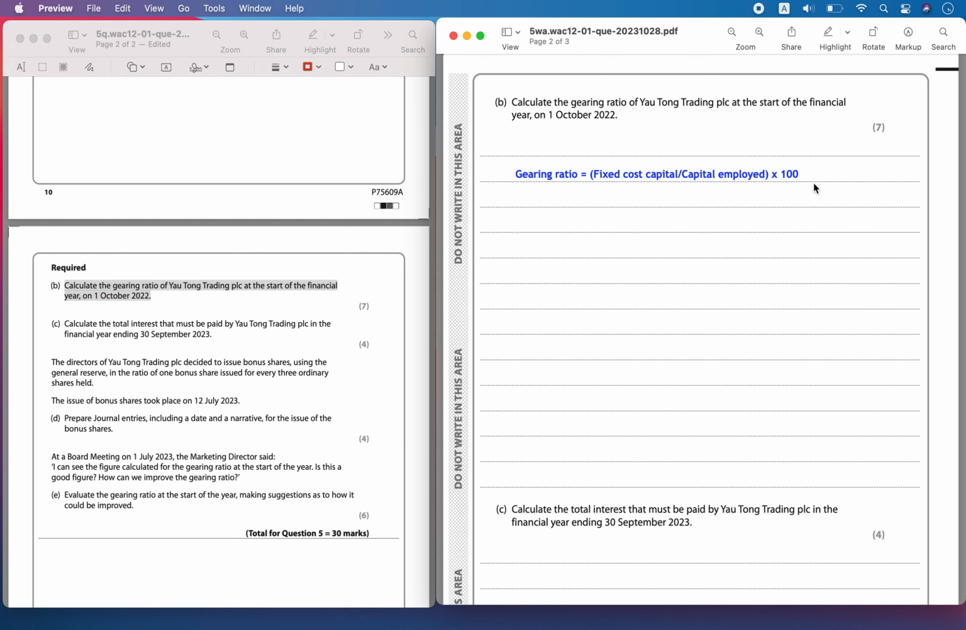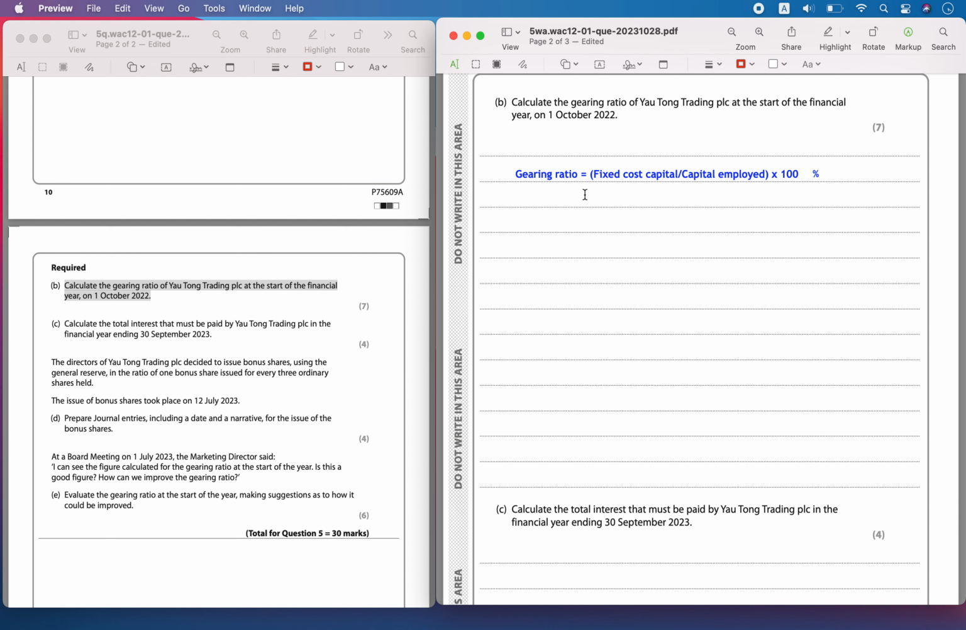So this is the gearing ratio you will get, and this is usually expressed as a percentage. After calculation you will use this.